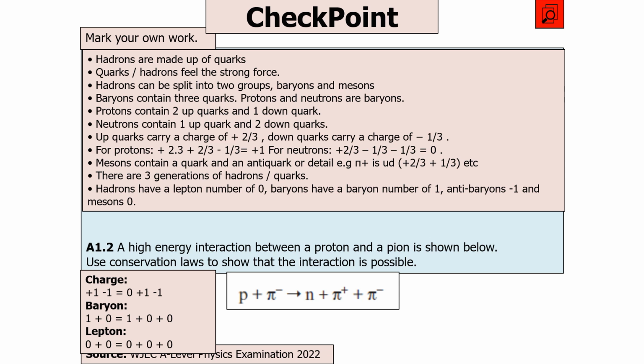And then all the particles there are not leptons, so they've all got a lepton number of 0. So all three are conserved.